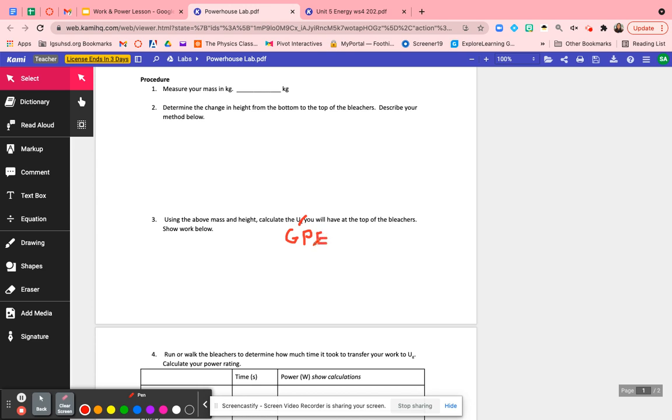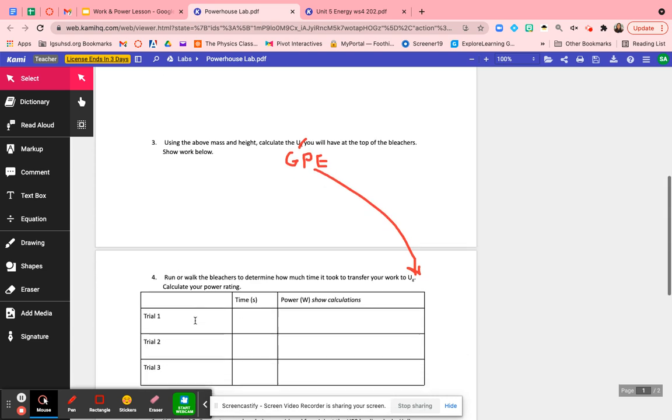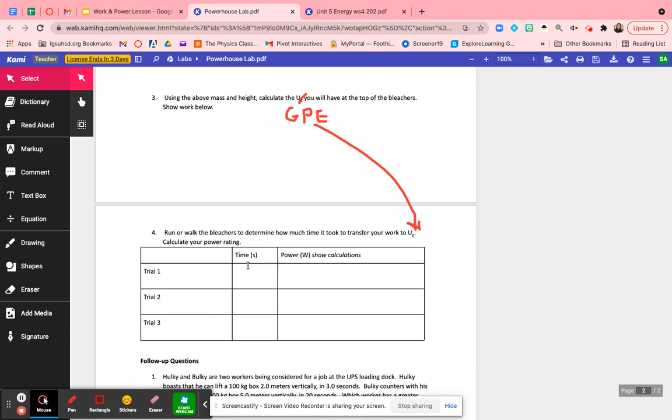Same thing with this variable right here also. UG represents GPE. You are going to calculate your gravitational potential energy. Remember, gravitational potential energy represents work because it's a change in energy here. And so once you calculate or measure the different time it takes to get up your steps, you can take your gravitational potential energy or your work and divide it by the individual time values. Your goal is that for each trial, you decrease your time and therefore increase your power.